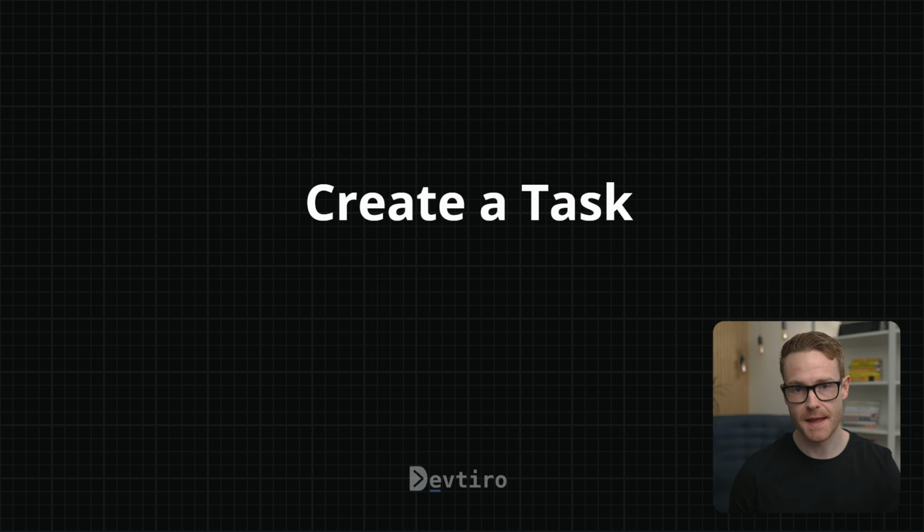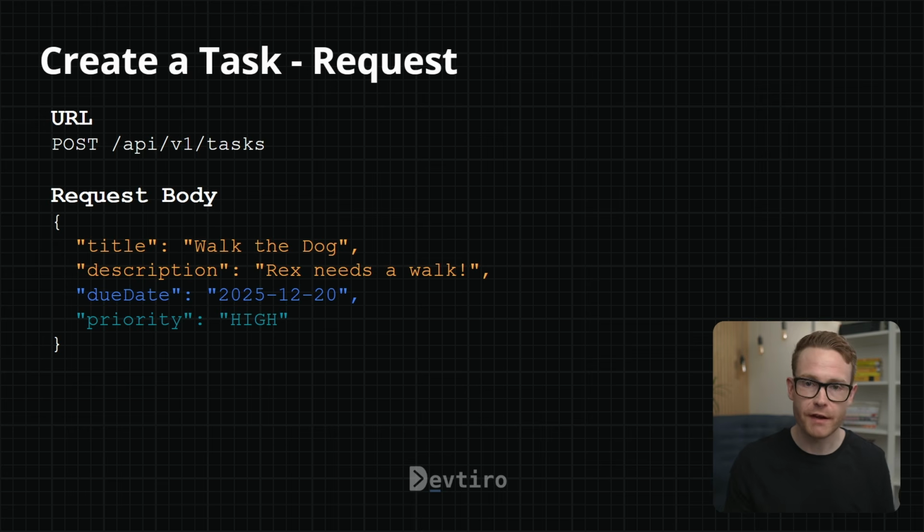So let's look at our first endpoint, and this is to create a task. So this is the request to create a task. We're going to use HTTP POST, and the URL is API v1 tasks. In the request body, we're going to have a representation of the task that we want to create. We can see here a title, description, due date, and priority.